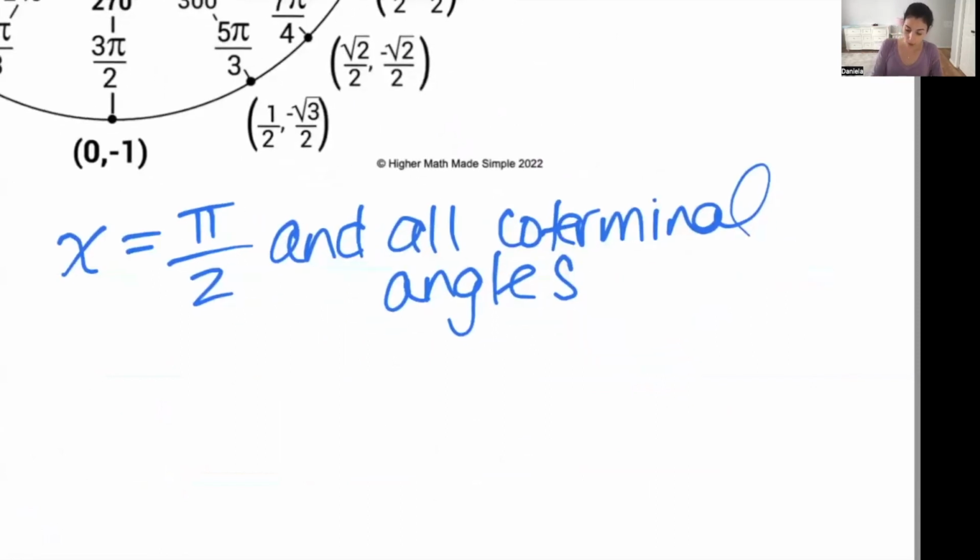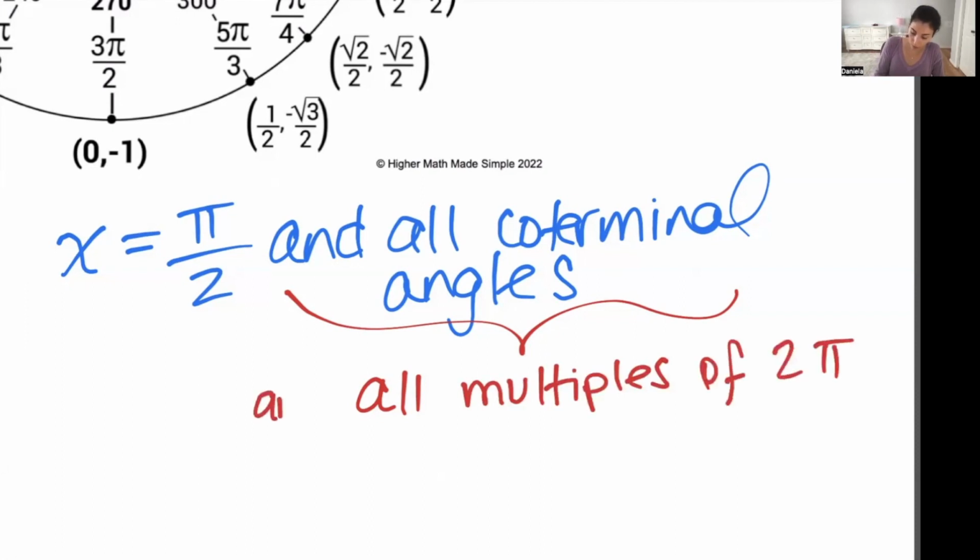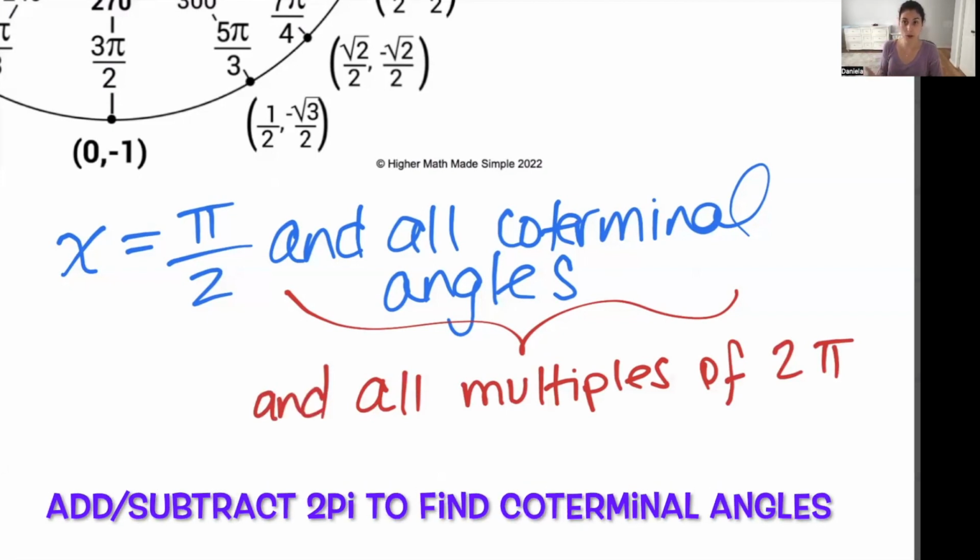There we go. How do we write this in math language? We're going to write, and again, this is not in math language yet, but we're getting there. Another way of saying it is all multiples of 2 pi, right? Why 2 pi? Because 2 pi radians, that's 360 degrees. Remember that we can add or subtract 2 pi radians to get to 360 degrees.